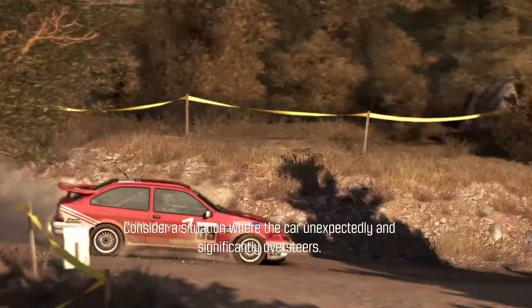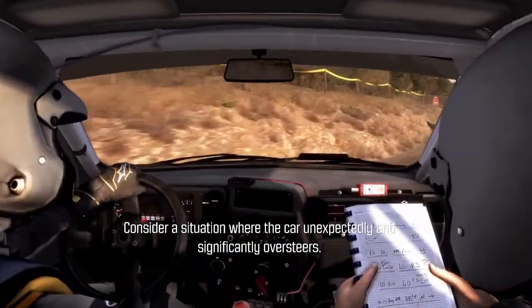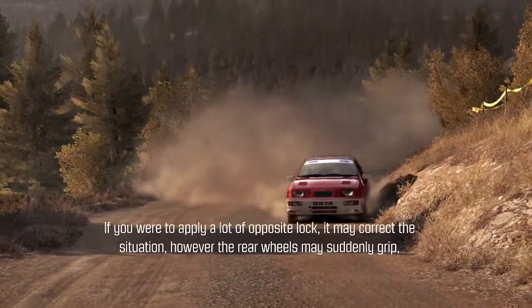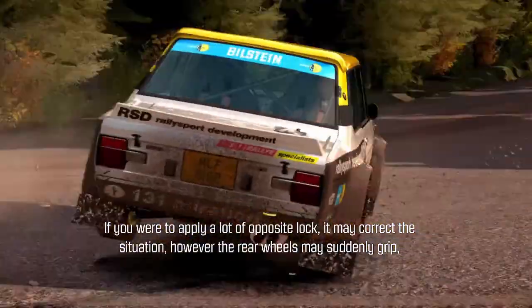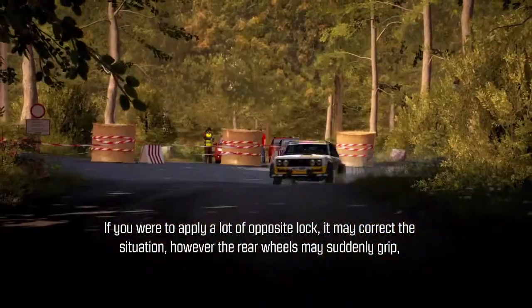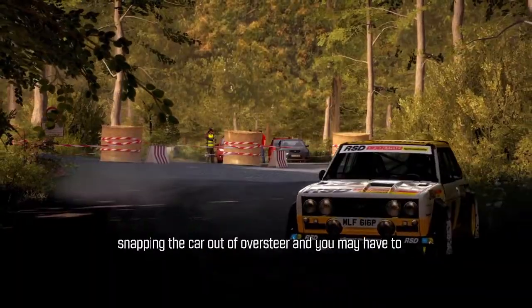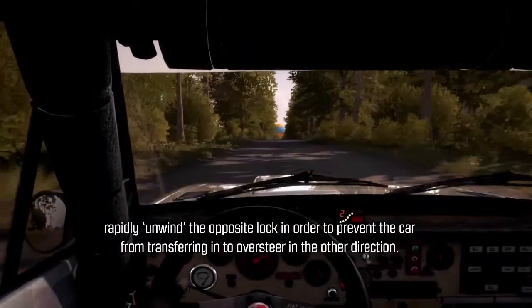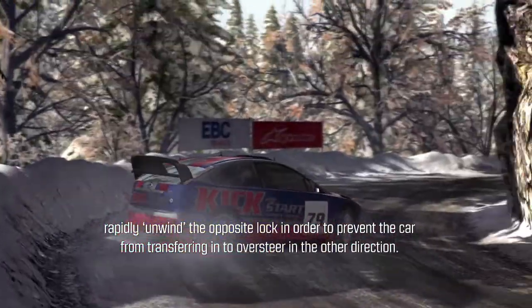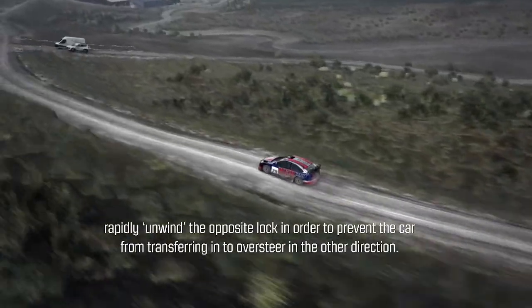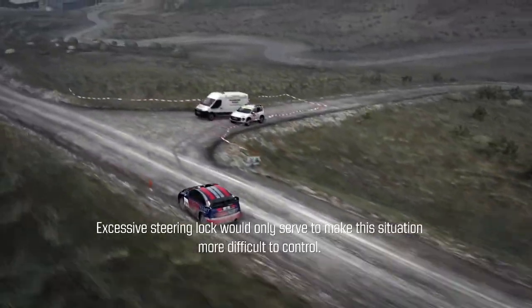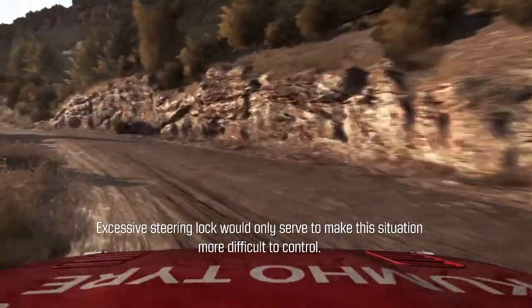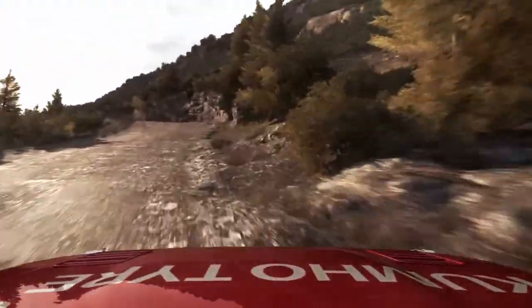Consider a situation where the car unexpectedly and significantly oversteers. If you were to apply a lot of opposite lock, it may correct the situation. However, the rear wheels may suddenly grip, snapping the car out of oversteer, and you may have to rapidly unwind the opposite lock in order to prevent the car from transferring into oversteer in the other direction. Excessive steering lock would only serve to make this situation more difficult to control.